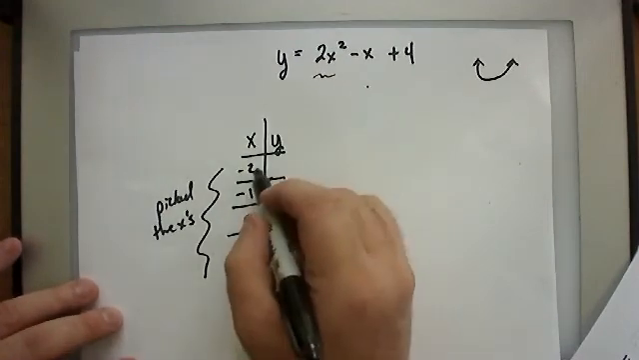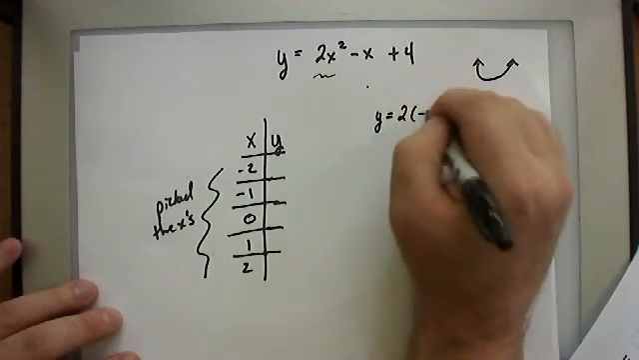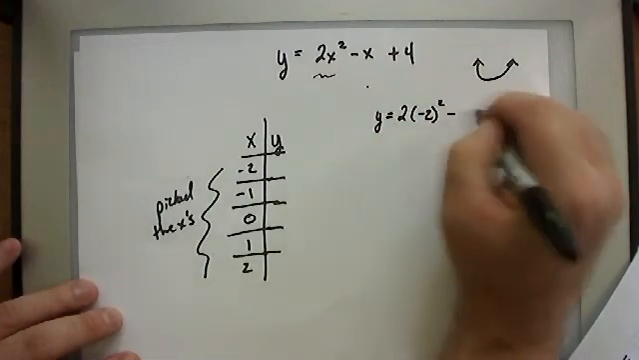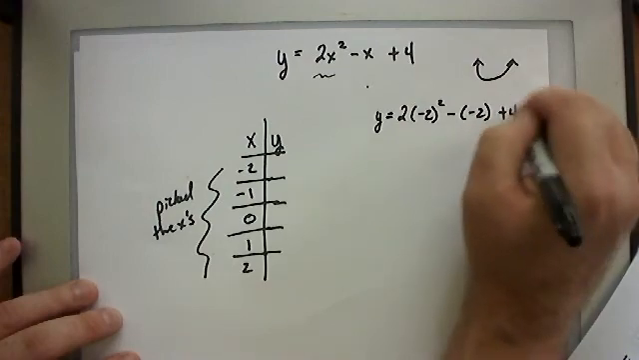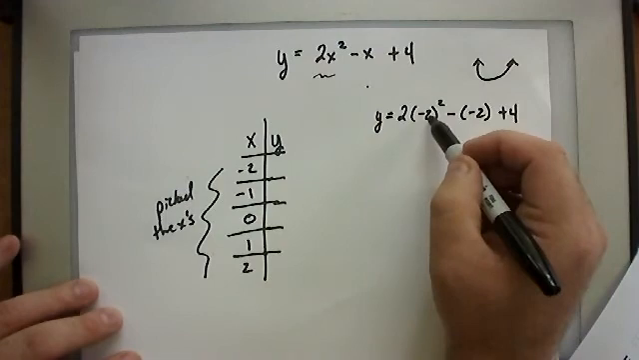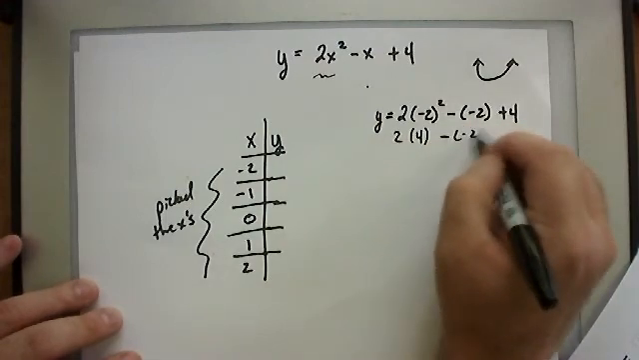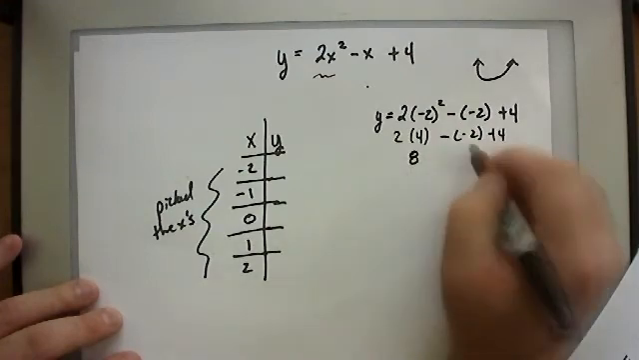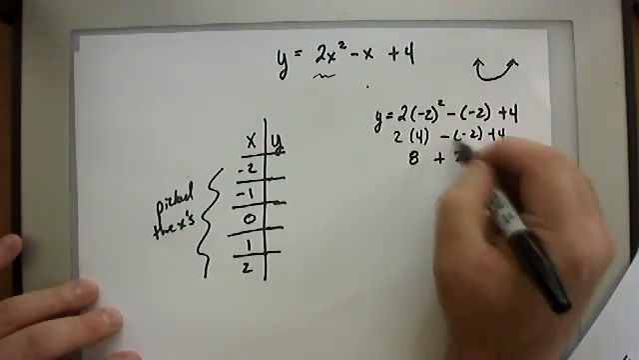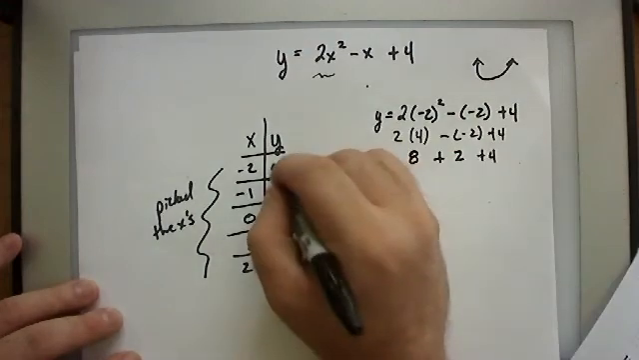So start off with -2. Remember, what you're doing here is saying y equals 2 times (-2) squared minus (-2) plus 4. Make sure you use parentheses when you plug in or this will not work correctly. Make sure you know your order of operations or this will not work correctly. Exponents first. (-2) squared is 4. 2 times 4 becomes 8 plus 2, because negative and negative is +2. Plus 4, 8 and 2 is 10 and 4, that's 14.